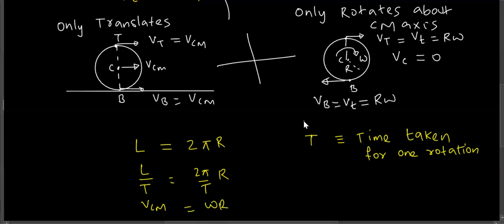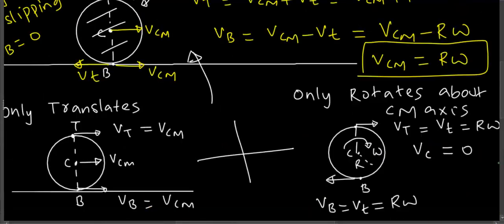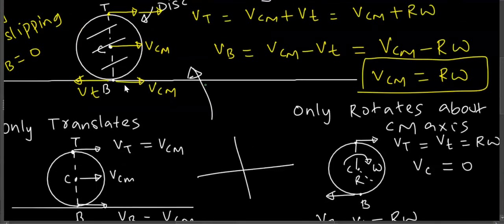But you have to understand one very important thing. The point that is touching the ground will have tangential velocity to the left and the center of mass velocity to the right. So that means the tangential velocity and the center of mass velocity should point in opposite directions and should have the same magnitude. Then I can say that the point that is touching the ground will have zero velocity. So that's rolling without slipping.